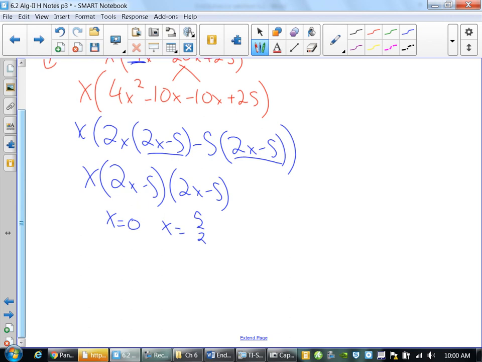Remember, we set all of this equal to 0. Since this 5 halves is duplicated, that means it's just touching the axis at 5 halves and changing direction. It does not pass through.